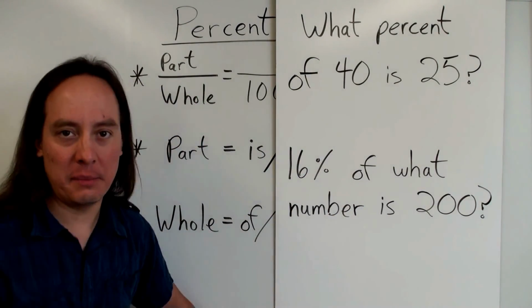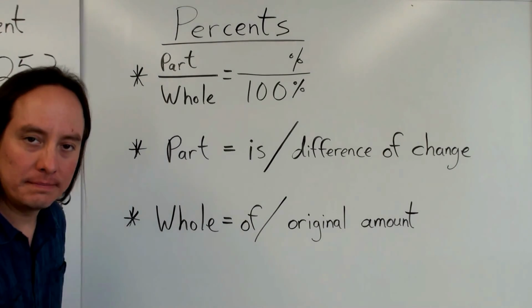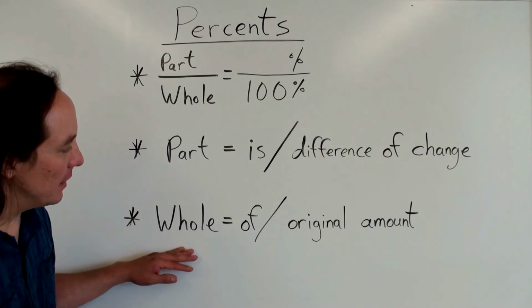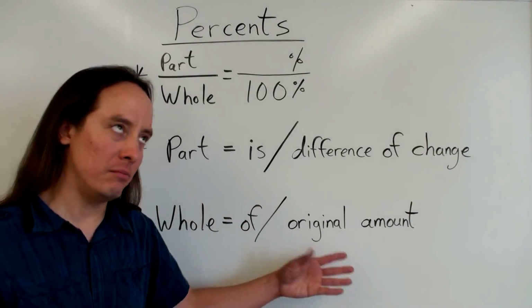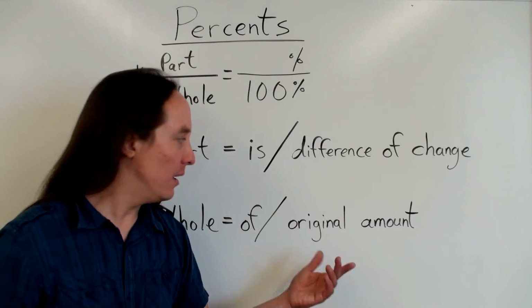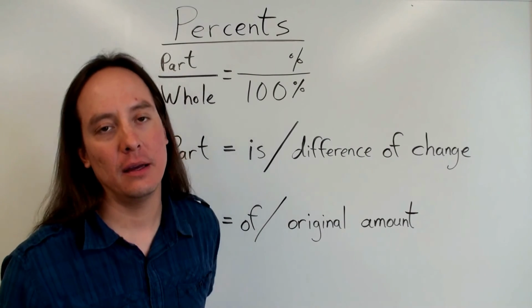We're going to do these ones in a minute. We'll get back to that. Talking more about the whole: if we don't have the easy kind of problem, then we have to look at it in these terms. The whole is going to be the original amount.